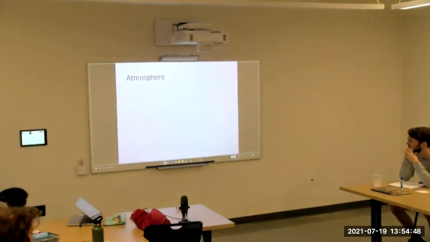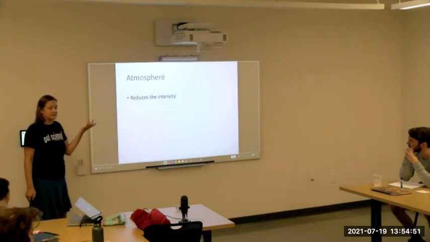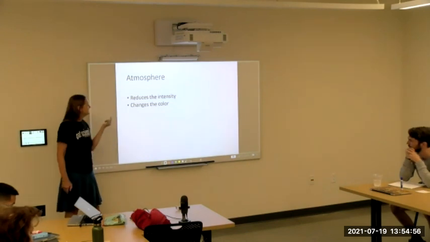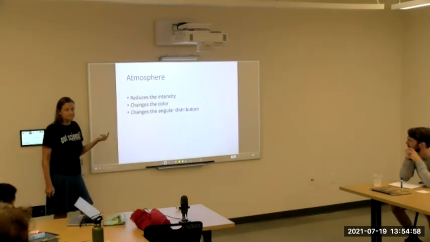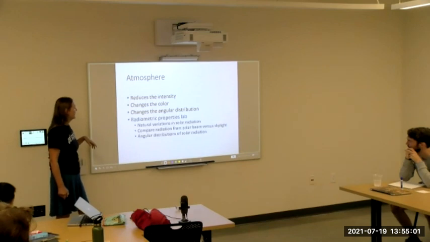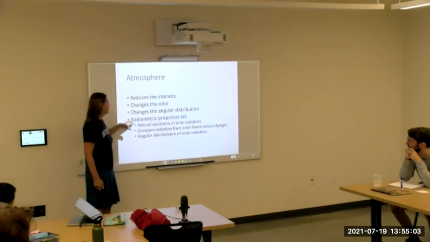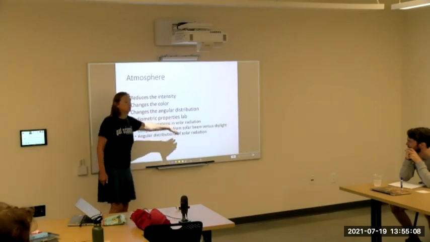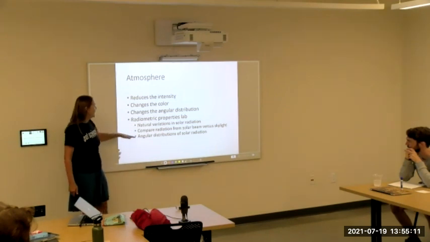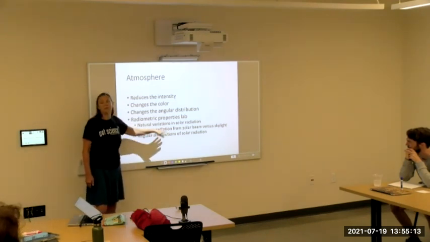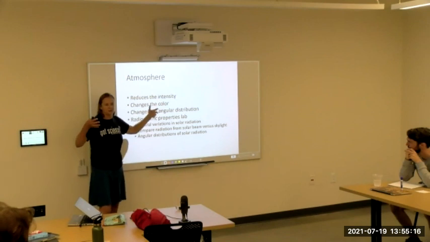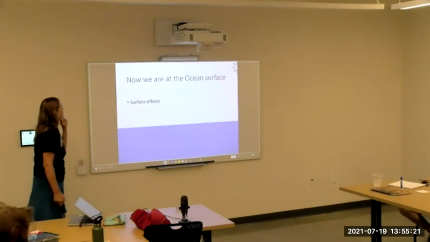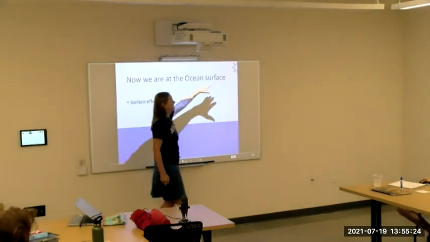All right. So the atmosphere reduces the intensity of the source. It changes the color of the light coming in. It changes the angular distribution of the energy coming in. And so when we get to the radiometric properties lab, you're going to look at natural variations. You're going to compare radiation from the solar beam versus the skylight. And you're going to look at the angular distribution. And then we'll be able to really say something about the source and the light that's coming in. All right. So now we're at the ocean surface. We have our white sun, we have our beams coming in.